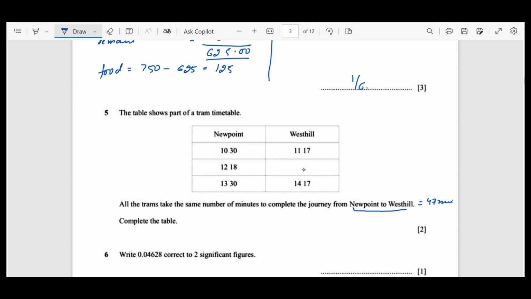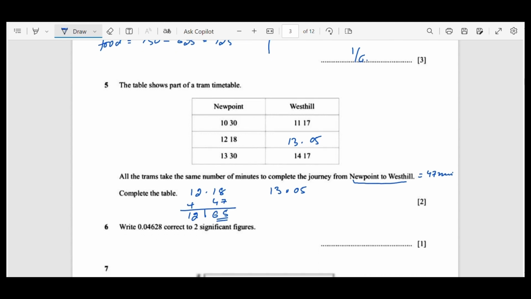So 12:18 plus 47, this will be 65 minutes. So we will take it as 1 hour and 5 minutes. So that will be 13:05. So our answer will be 13:05, right? Next is question number 6.